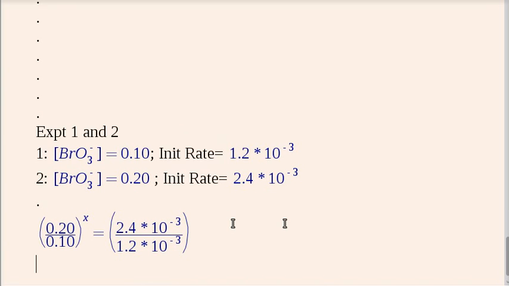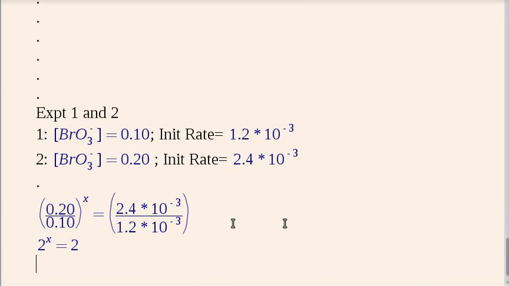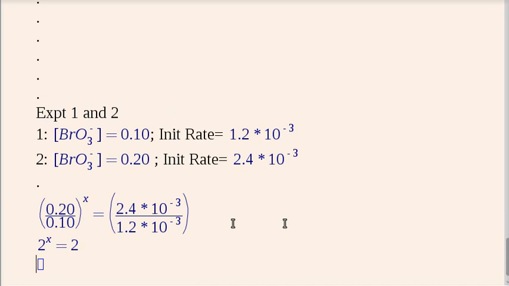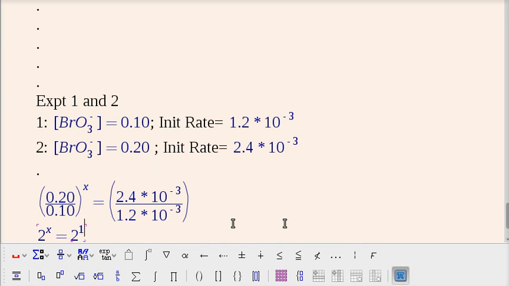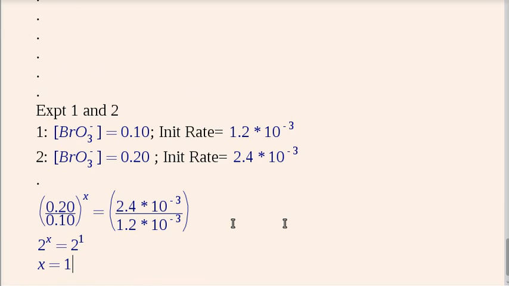So if you do the left and right side math, you will end up with simply that, which I think most of us can see that the right side has this implicit 1, and so x is 1. That's easy enough.